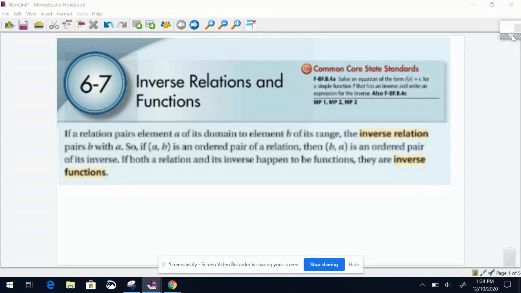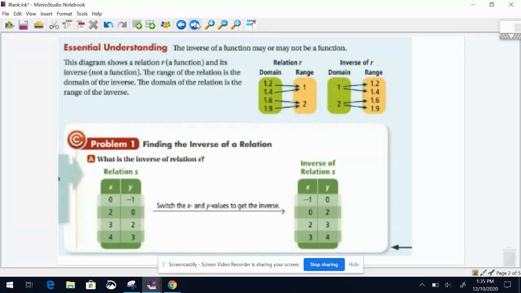And how do we tell if something is a function? We did the vertical line test. So there's a couple problems where you have to do the vertical line test. Well, to tell if its inverse is a function, you do what's called the horizontal line test. And I'm going to show you just a couple of examples of that on Delta Math as we move forward here. But first type of example is looking at a relation.